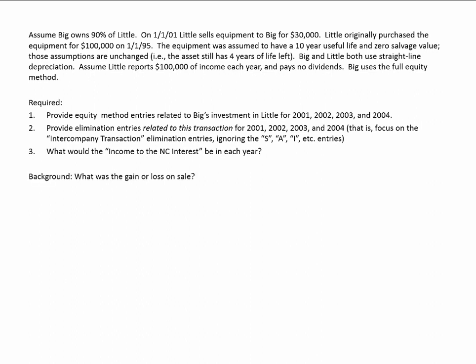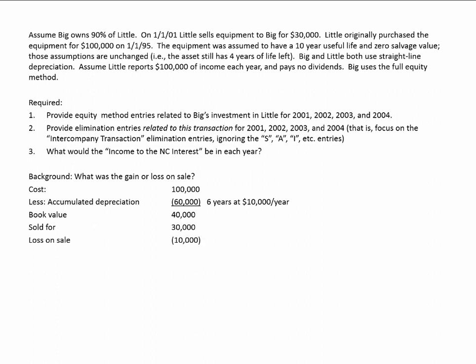Now, as some background, the first thing we have to do is figure out what would be the gain or loss on sale. Now, the asset originally cost $100,000. It's been depreciated for 6 years at $10,000 per year, so it has a book value of $40,000. It was sold to Big for $30,000, and so Little is reporting a loss on sale of $10,000.